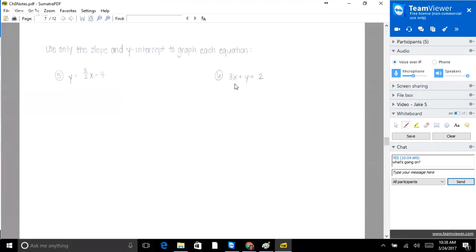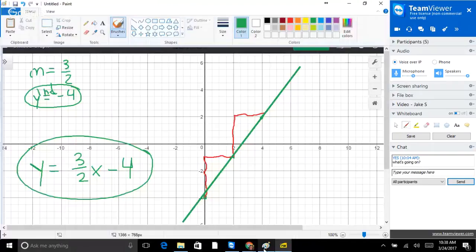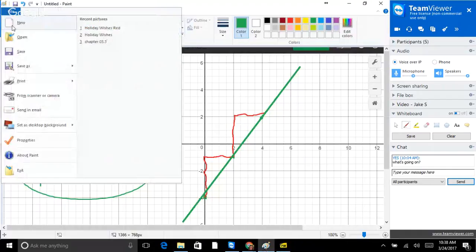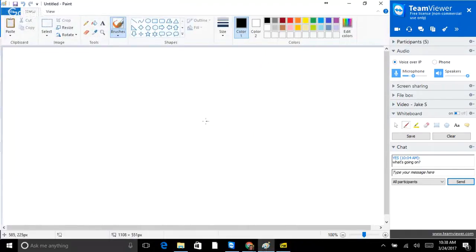All right, so let's do one more. We have 3x plus y equals 2. So if I have 3x plus y equals 2, and I wanted you to graph this using just the slope and the y-intercept, what do you think we need to do first?